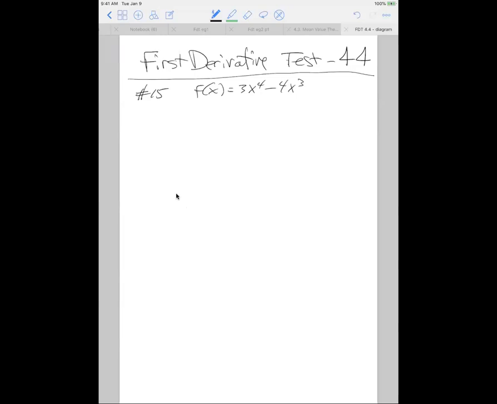Let's take the derivative of f of x, find the critical numbers. F prime of x is equal to 12x to the third minus 12x squared. Therefore, that is equal to, it looks like 12 is common and x squared is common. That gives me x minus 1. So when I set this equal to 0, I get 12x squared equals 0, which means x equals 0, and x minus 1 equals 0, which is x equals 1.